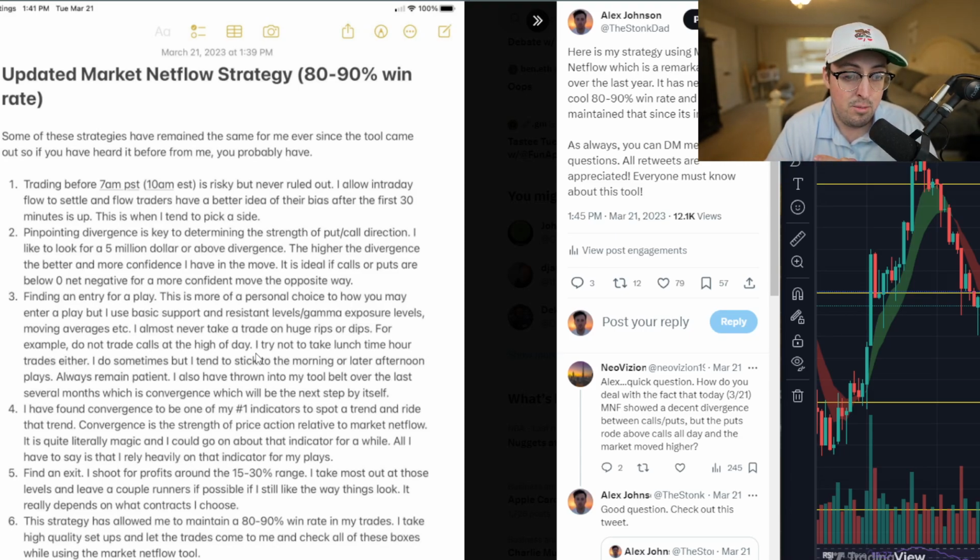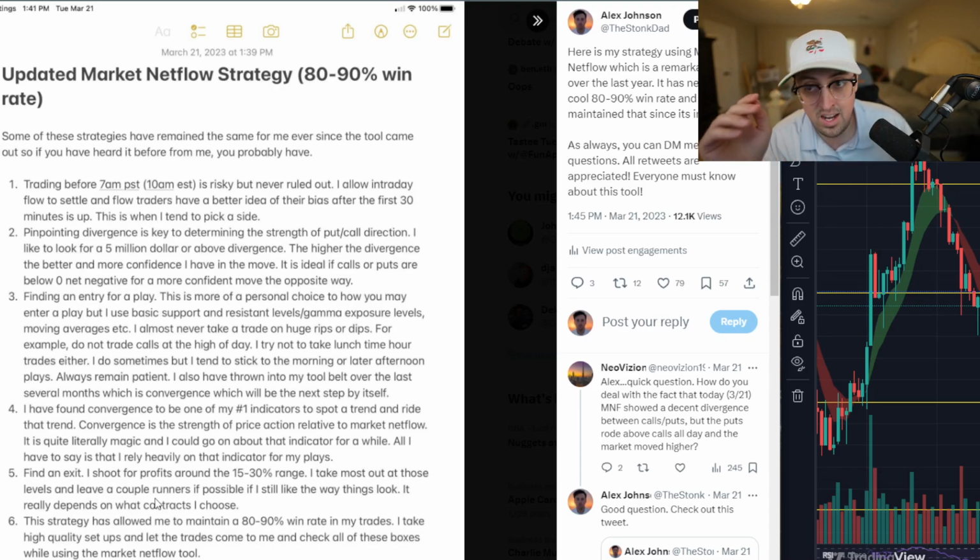And then what I have here in step five is I find an exit. I shoot for profits around 15 to 30%. It's what I have here. I've changed it to 10 to 20% just because of how these contracts are moving lately. So I take most of these contracts out at these levels, and then I leave runners depending on how flow is doing. If flow is doing very, very well, and I think there's going to be a trend day, I will hold runners. More often than not, I do hold runners.